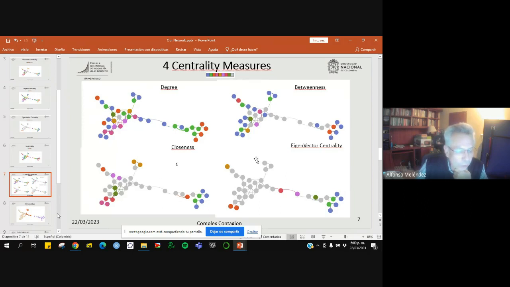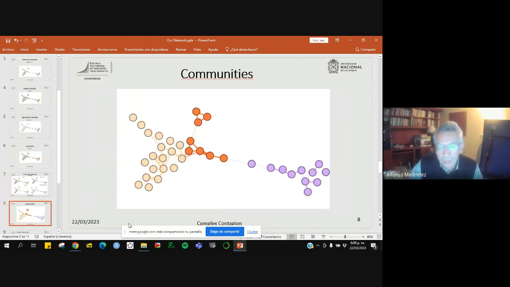Let me show communities. I ran the Louvain algorithm, the most famous algorithm for detecting communities, and the result is 3 communities. What are the members of the communities?